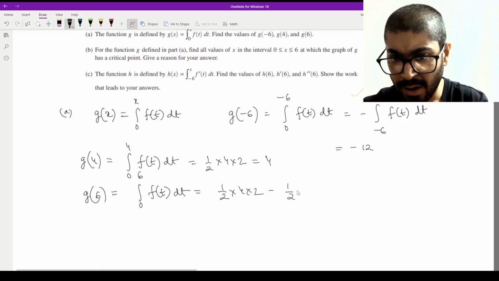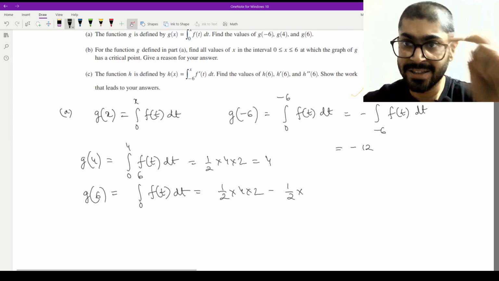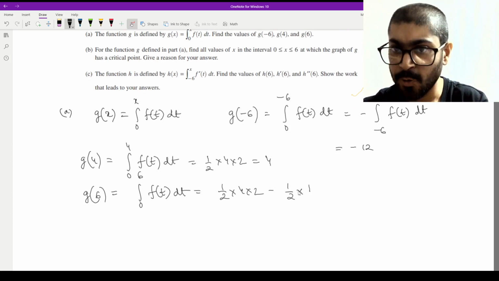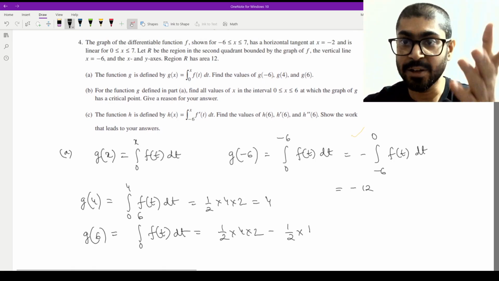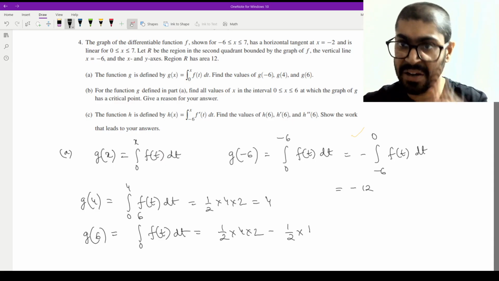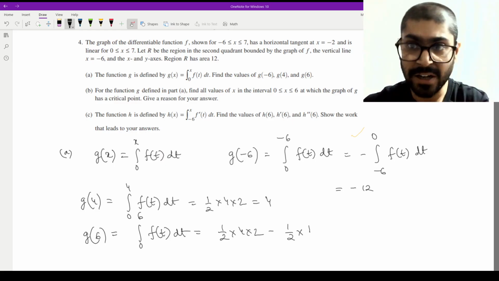So although the coordinate is minus 1, we know that the distance is 1, isn't it? So it will be half into 1. We'll not write minus 1 because minus 1 includes the direction of the coordinate. Since we are using the formula base into height, those quantities cannot be negative. Even if they are in the negative direction, we are adjusting it by the negative sign outside the formula.